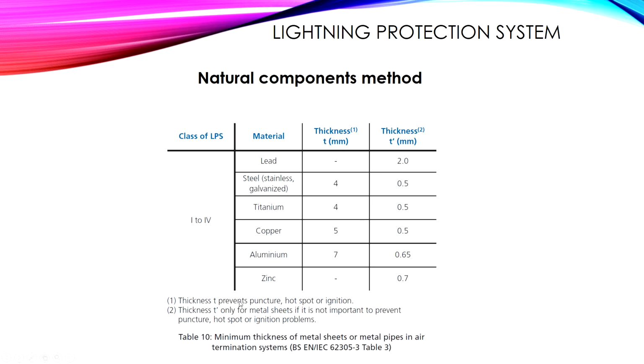Number 1 prevents the puncture or hotspot or ignition. Okay, and T dash only for metal sheets if it is not important to prevent puncture, hotspot or ignition problems. Okay, so see that this one has a smaller value than this one. Okay, you will find here minimum thickness of metal sheets or metal pipes in air termination system. Okay, this is another method used.